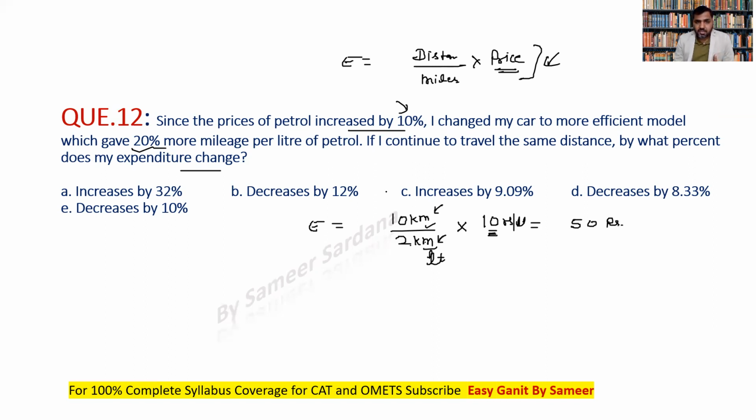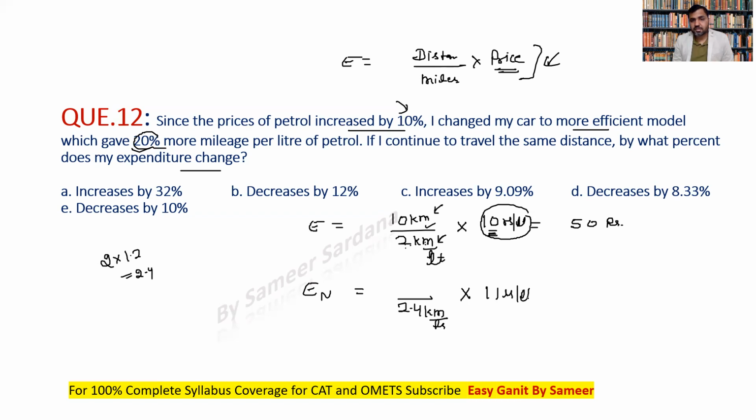Now, as per the question, the price of the petrol increases by 10%. So let's find out the new expense now. This price is getting increased by 10%, which means the new price is now 11. And I'm changing my car to a more efficient model, which gives 20% more mileage. That means instead of a mileage of 2 kilometers per liter, it is giving me 20% more mileage, so now it is traveling at 2.4 kilometers per liter, right? And this is your 11 rupees per liter, right?